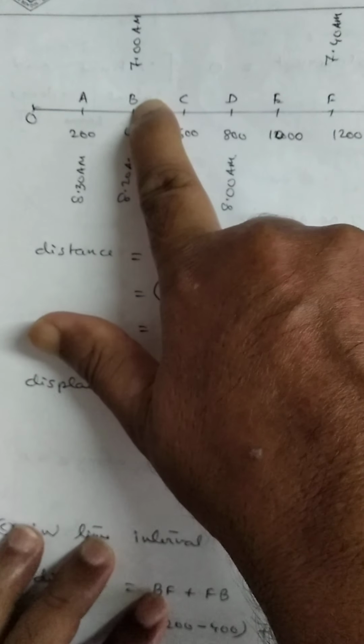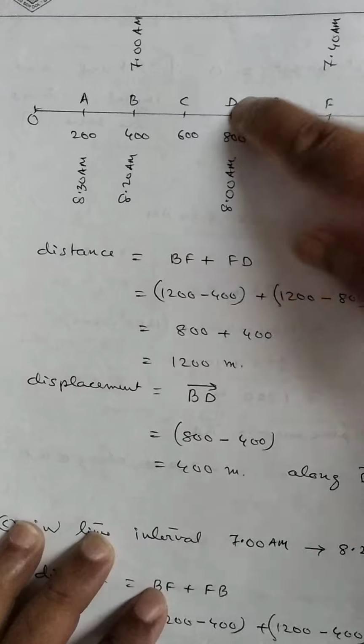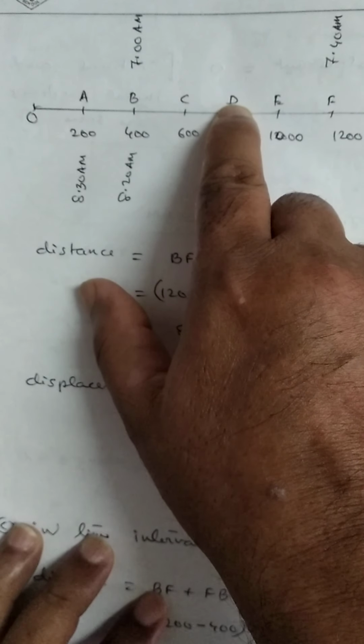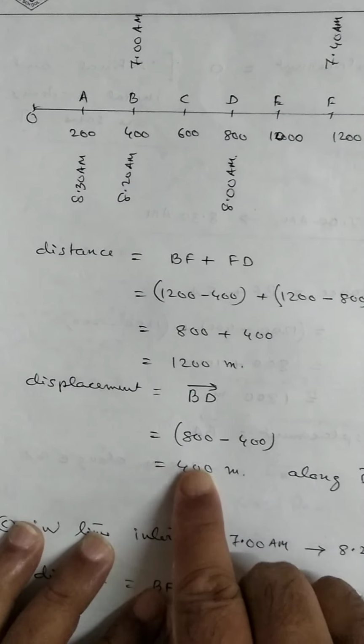This is the initial position at 7 a.m. This is the final position at 8 a.m. So what is the shortest distance? BD is the shortest distance. So displacement is equal to BD, which is 800 minus 400, equal to 400 meter along the direction of BD.